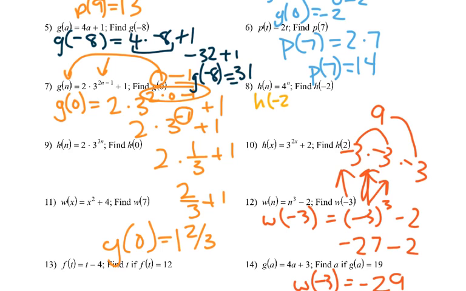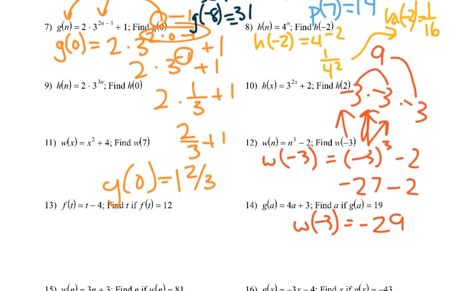h of negative 2 equals 4 to the negative 2. And like we said, a negative exponent becomes a fraction, and that makes it positive. So I'd have 1 over 4 squared. 4 squared is 4 times 4, which is 16. So h of negative 2 would equal 1 over 16.